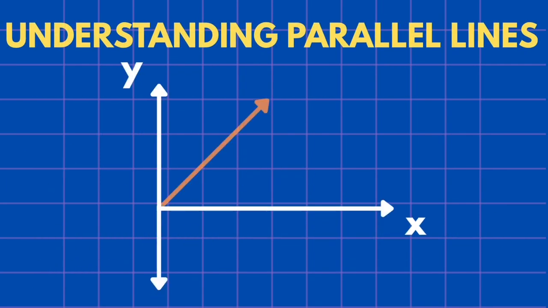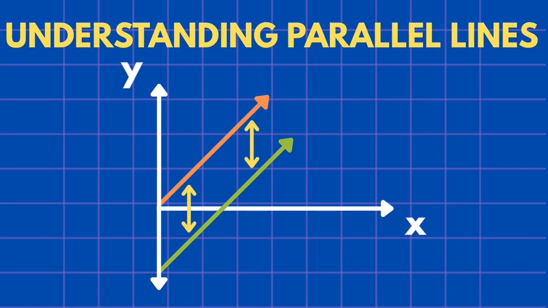Let's start with understanding parallel lines. Parallel lines are lines that never intersect. No matter how far you extend them, they stay the same distance apart forever. But why does that happen? It happens because they rise and fall at the same rate, which means that they have the same slope.